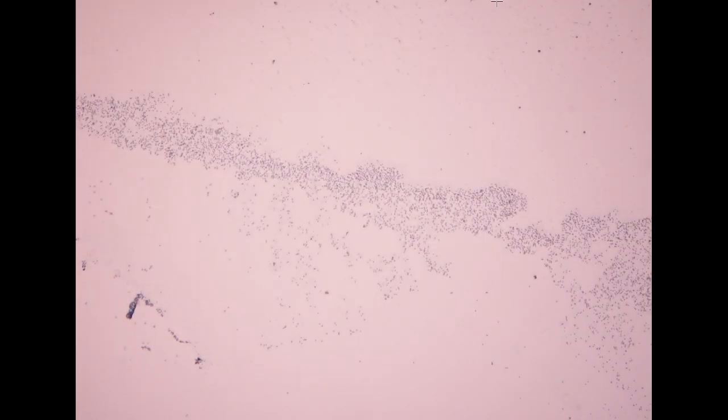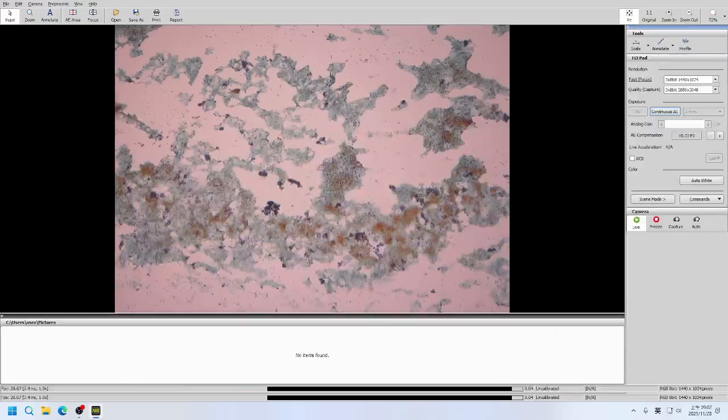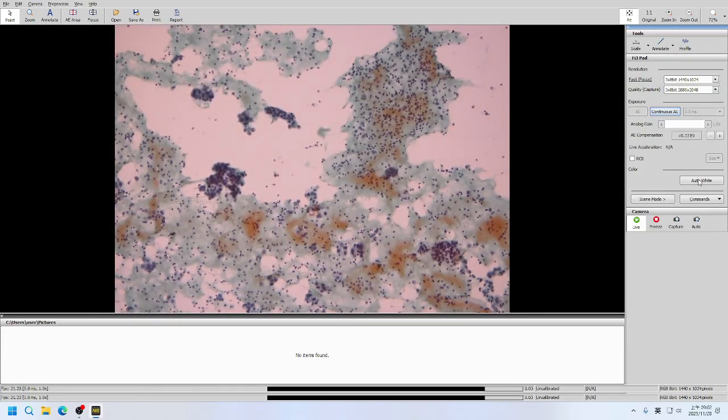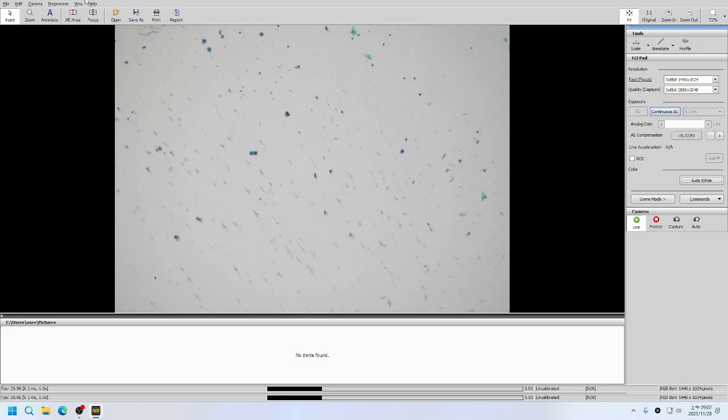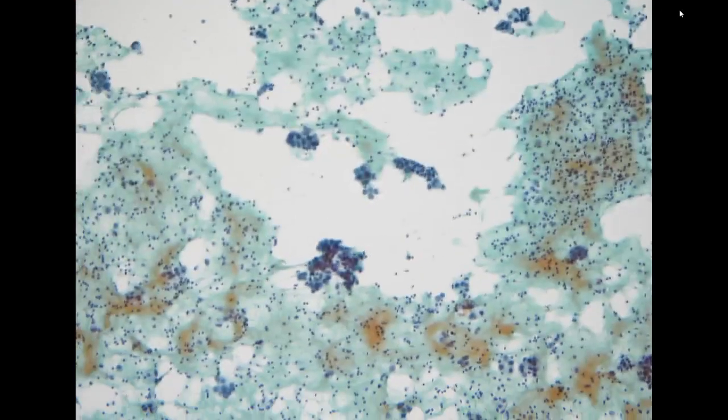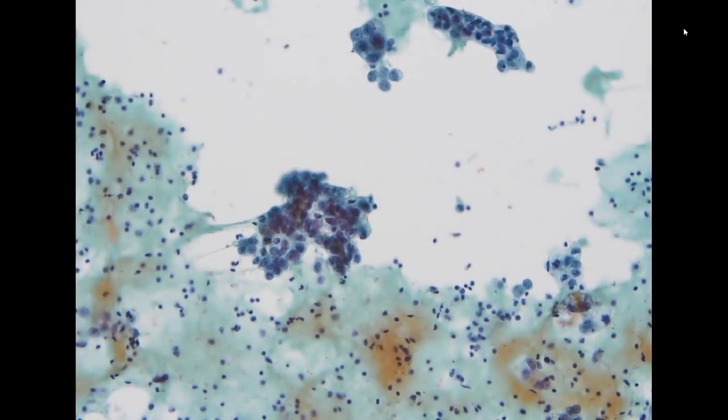Okay, so the first specimen is an ascites specimen. The patient had a history of pancreatic cancer. So in this specimen, we have a lot of tumor cells.